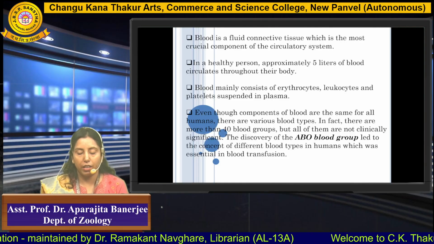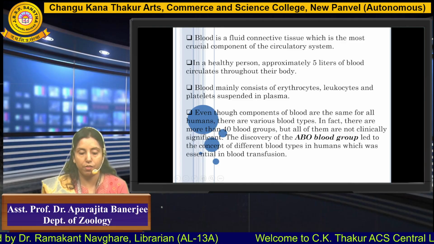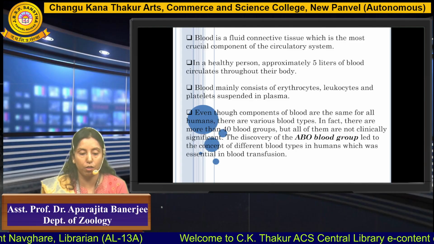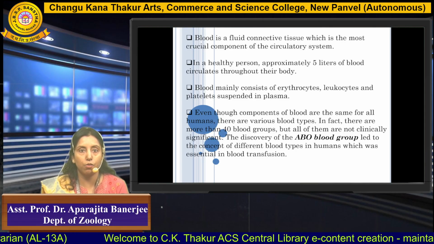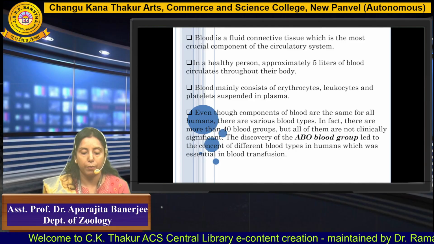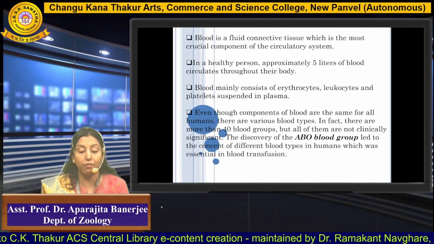Blood is a fluid connective tissue which is the most important or most crucial component of the circulatory system. In a healthy person, approximately 5 liters of blood circulate throughout the body. Blood mainly consists of blood cells such as erythrocytes, leukocytes and platelets which are suspended in the liquid part which is called the plasma. Even though the components of blood are the same for all humans, there are various blood types.